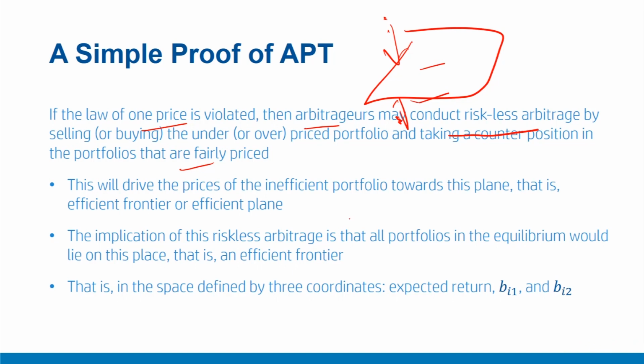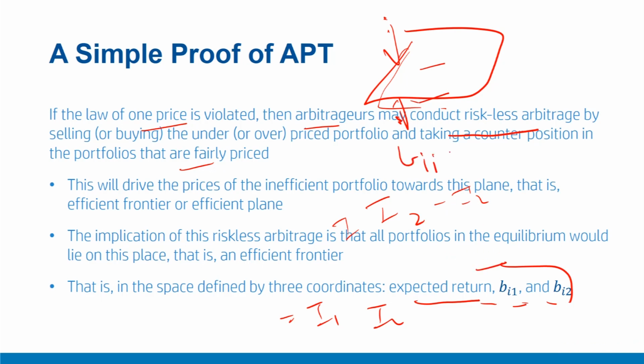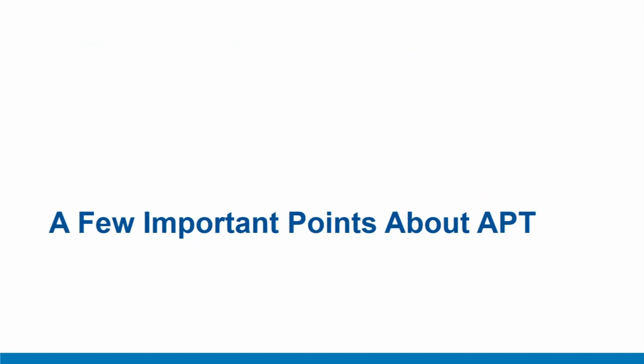The implication of this riskless arbitrage is that in equilibrium, all the securities should lie on this plane. And this plane is precisely defined by three coordinates: expected return, bi1 and bi2. This is in the case when the process that is generating return is assumed to be driven by two indices I1, I2. If the process is a multi-index model, I1, I2, Ij and so on, then the return generating process will lead to an APT model which will also reflect the sensitivities towards all these J indices, bi1, bi2 and so on up till bij. A few important points about APT.